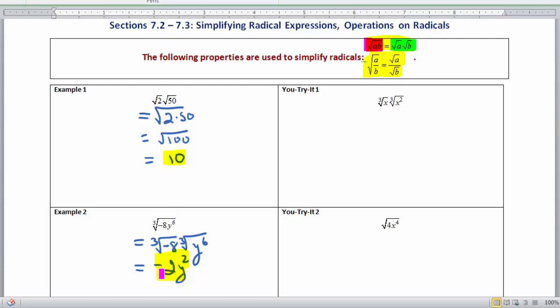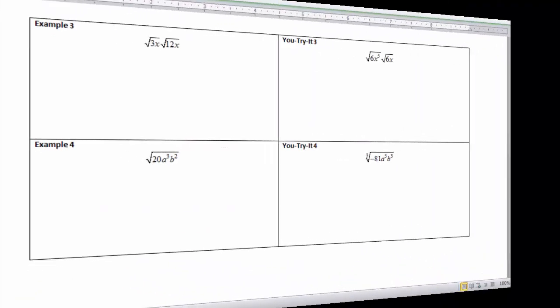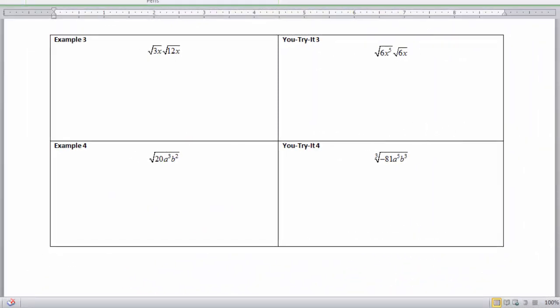So both of those were pretty straightforward because they use the property either from right to left or from left to right, and then you ended up with a perfect square or a perfect cube that simplified nicely. So there were no radicals in your simplified answer. Now, example 3, there are actually 2 different ways to do example 3. You can try to simplify the 2 radicals individually and then combine them later.